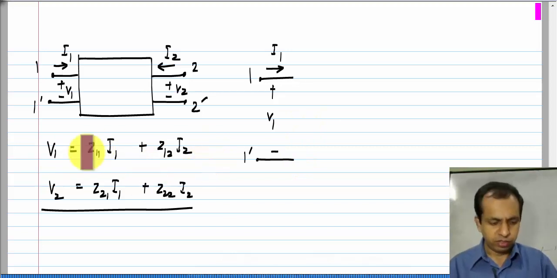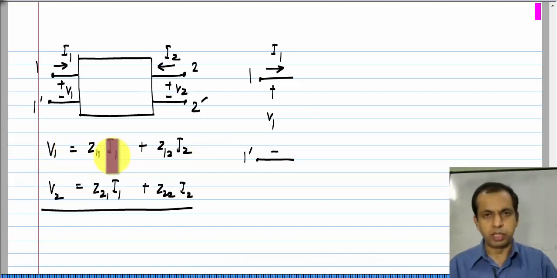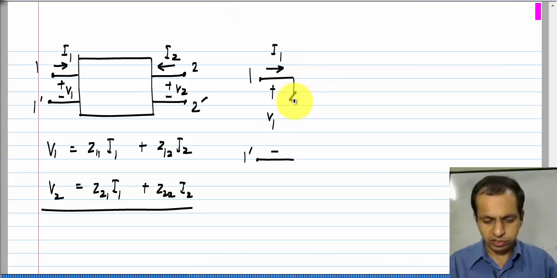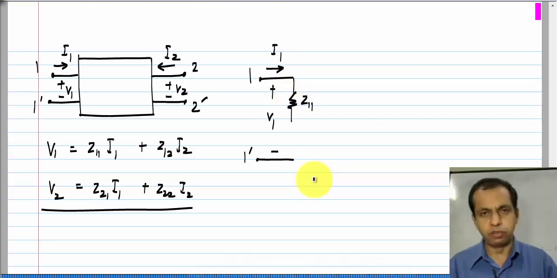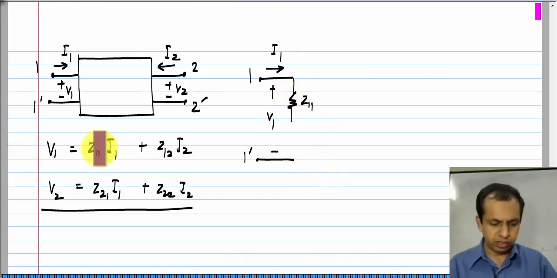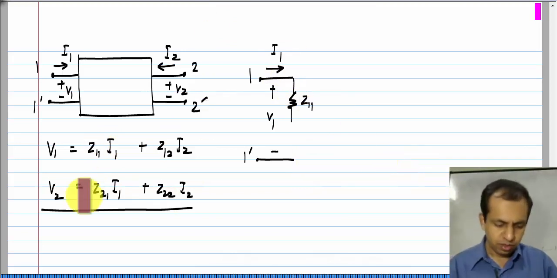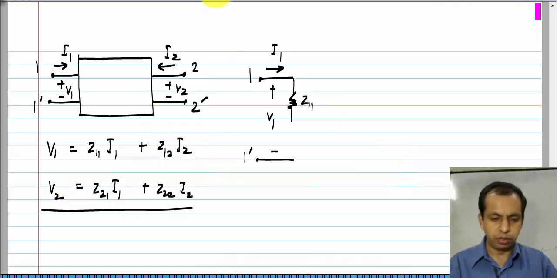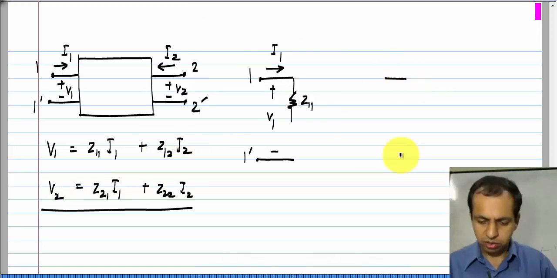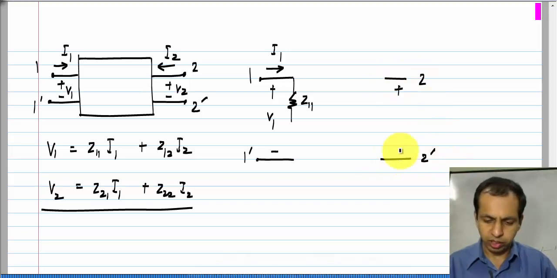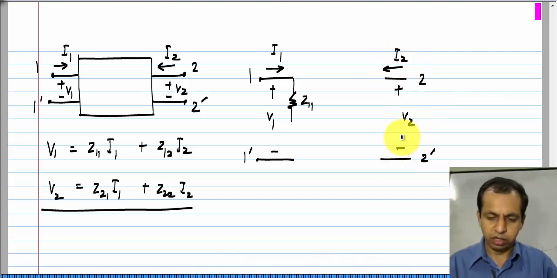Okay. Now, the first one is Z11 times I1, that is a voltage drop which is proportional to the current flowing through the port. So, if I have a resistance whose value is Z11, the voltage across that will be Z11 times I1, because I1 is flowing through Z11. The second part of it, Z12 times I2, it depends on the current elsewhere in the circuit, that is in port 2. Okay. So, we have the second port V2 across it and I2 through it.